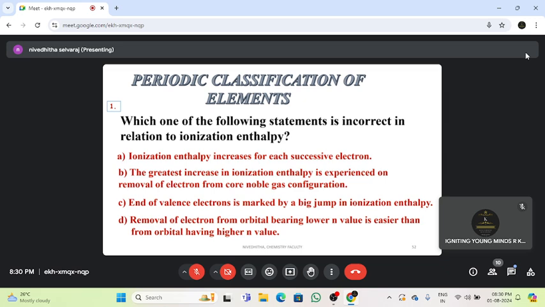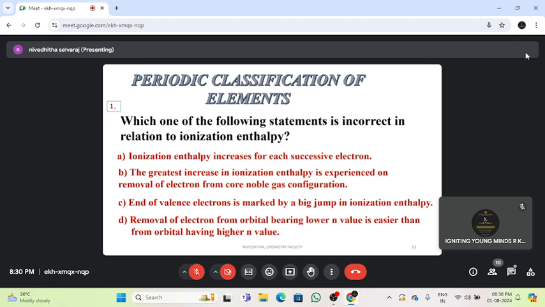The end of valence electrons is marked by a big jump in ionization enthalpy. Is that right? Yes, ma'am, definitely that is right. The fourth option is that removal of an electron from an orbital bearing a lower n value is easier than from an orbital with a higher n value. Is that right? No, ma'am.